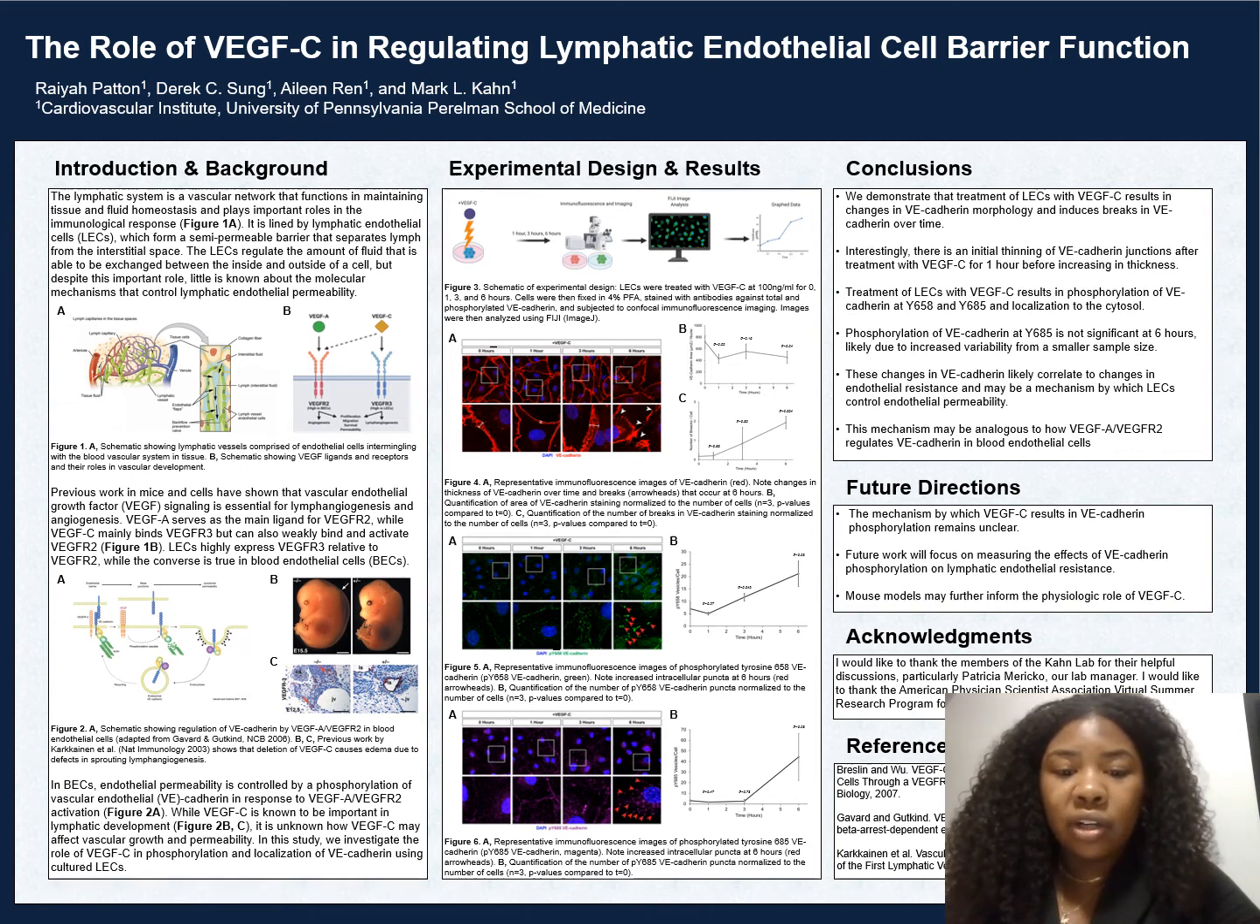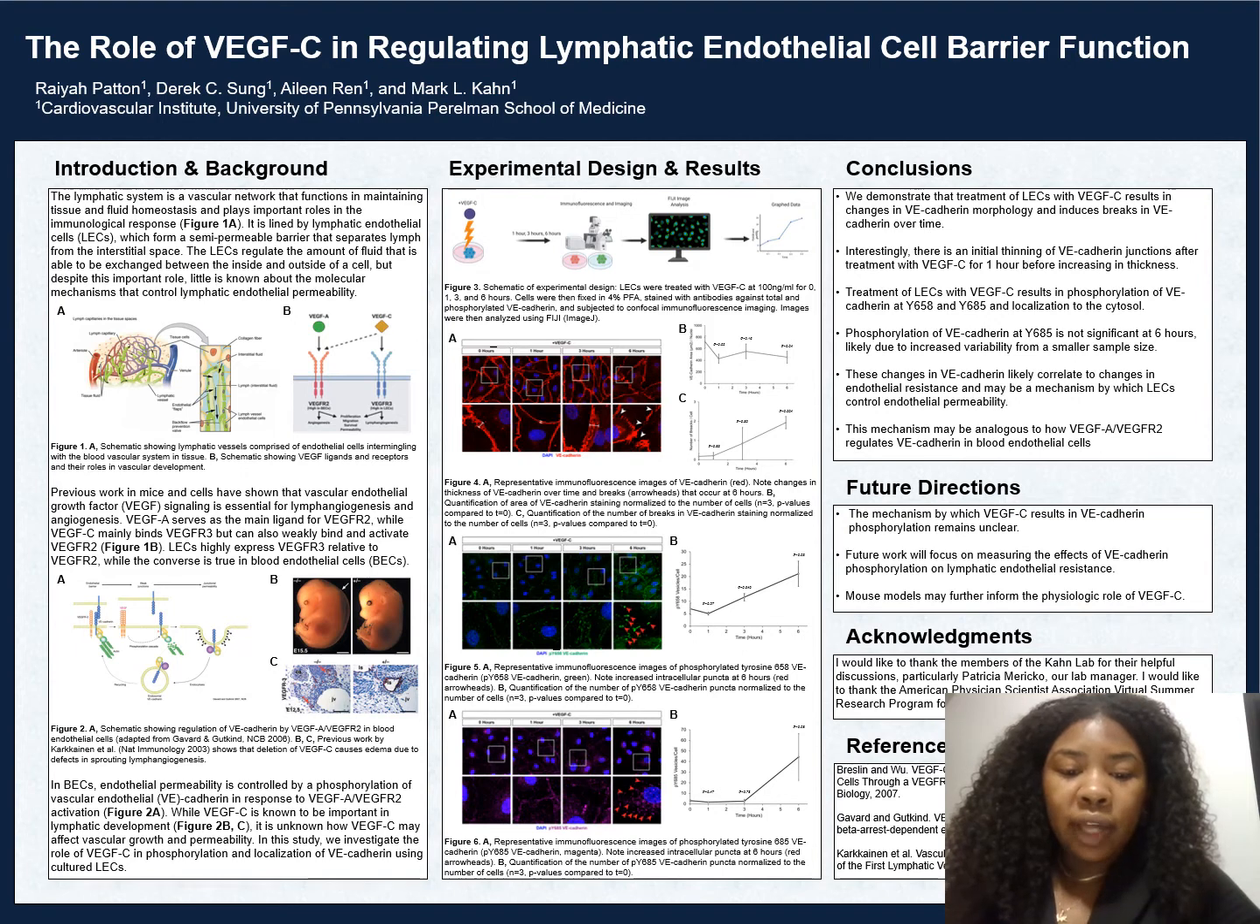Next, if we look at figure A, here we see a representative immunofluorescence image of the phosphorylated tyrosine 658 VE cadherin. Here we see that these cells that were treated with VEGF-C, we can see that they actually became increasingly more phosphorylated, and the phosphorylation of the VE cadherin continued to move further into the cytosol.